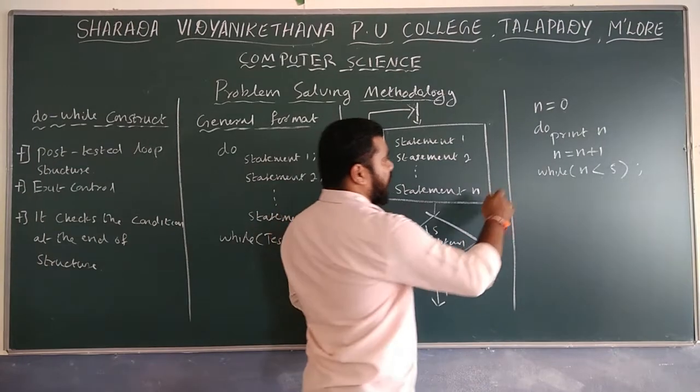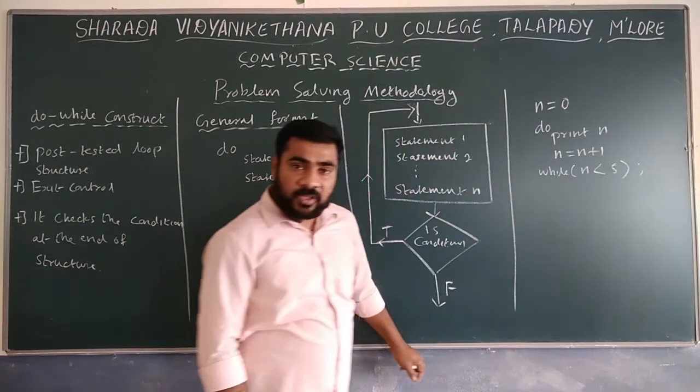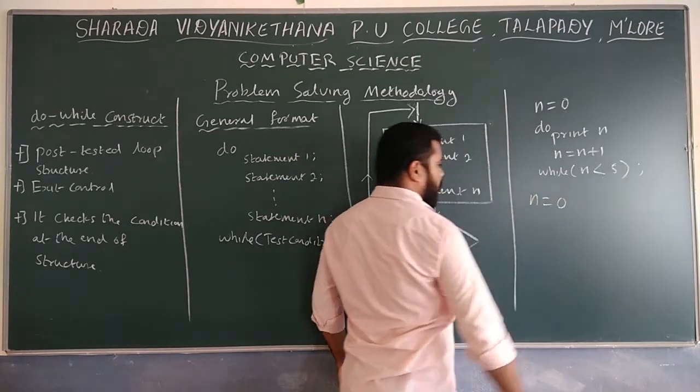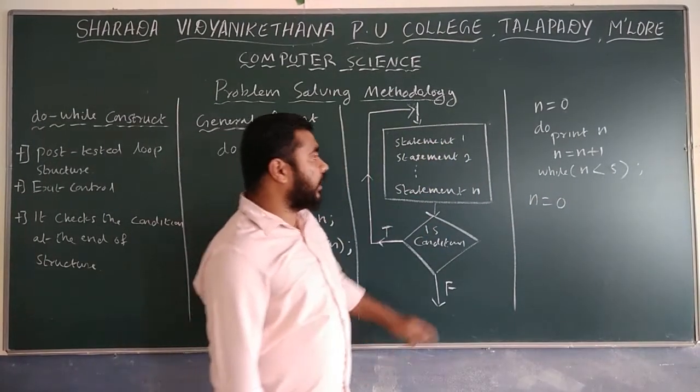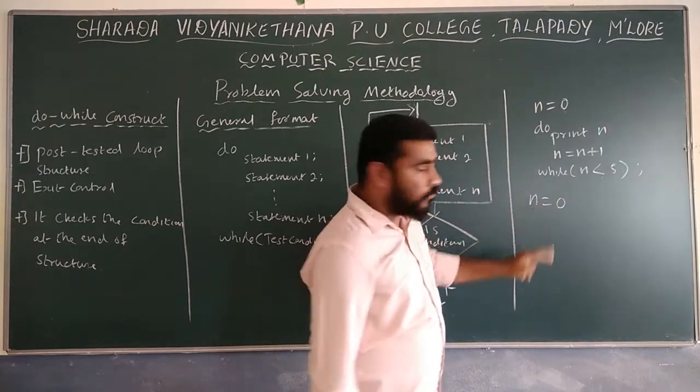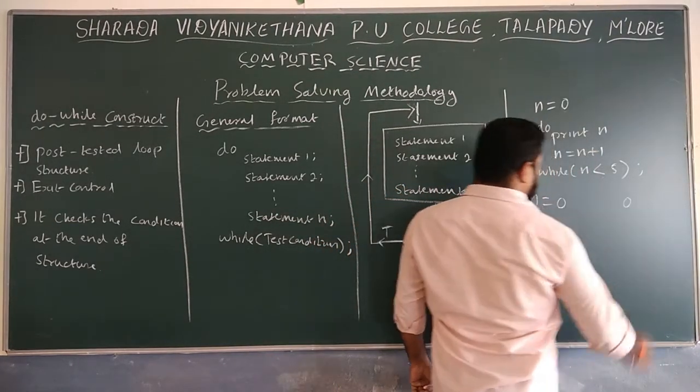First, the n value will be 0. We are assigning n equal to 0. Then, do, we are going to print n. What is the value of n? The value of n, 0, is printed.